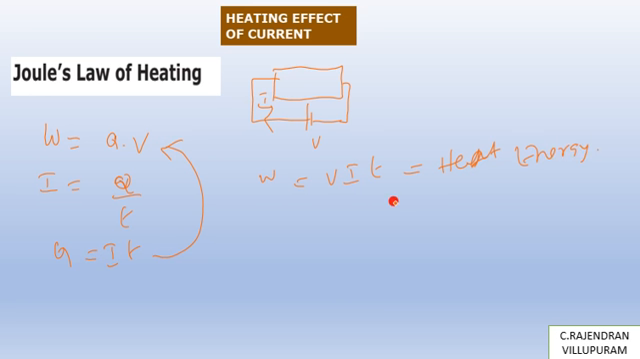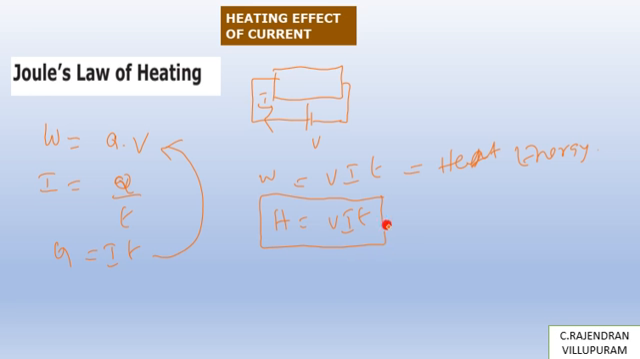Understand? Do you follow? So W is equal to QV is what I know, and I is equal to Q by T is also a formula I know. So from this, if I substitute the formula Q is equal to IT, the amount of heat energy produced across the conductor is given by VIT. That means in general, you memorize this, H is equal to VIT. This is the general formula for the amount of heat energy produced across a conductor.